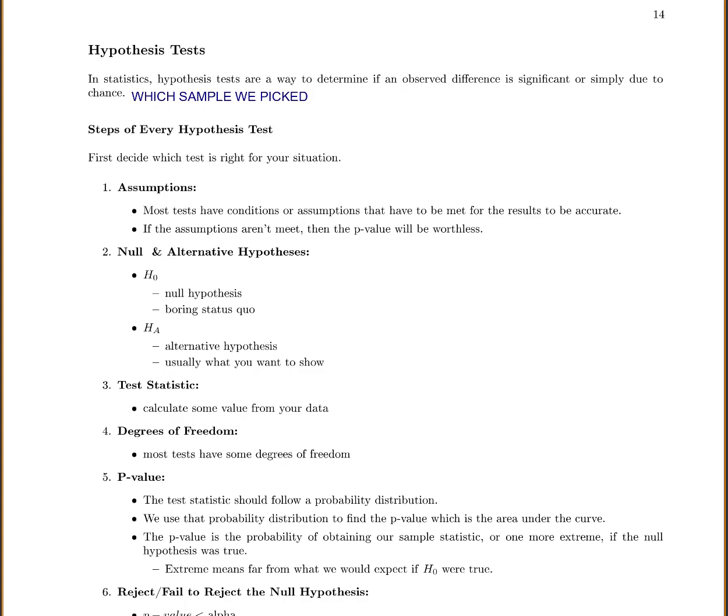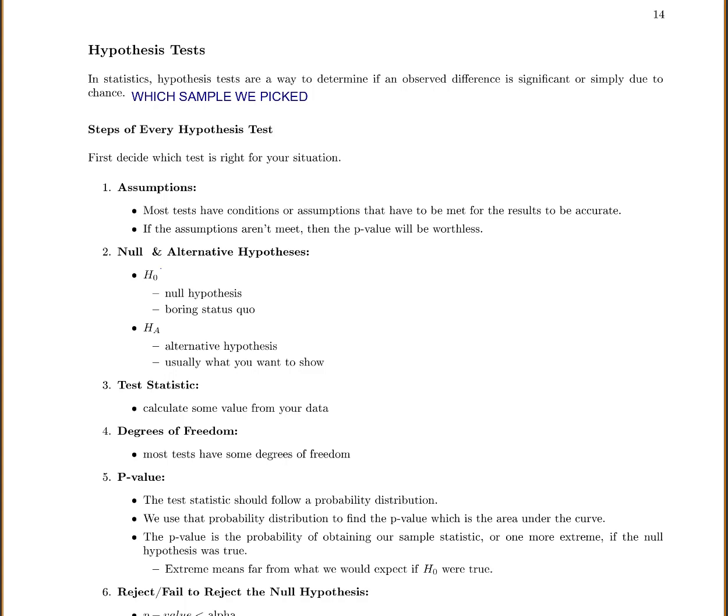Then you talk about assumptions. So most tests have conditions or assumptions that have to be met for your results to be accurate. If the assumptions aren't met, then any p-value you get at the end is just going to be worthless, completely inaccurate. You have null and alternative hypotheses. So H0 is our null hypothesis. That's kind of like our boring, status quo, nothing interesting. The alternative hypothesis, Ha, is usually what you actually want to show.